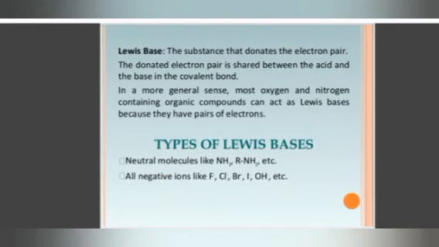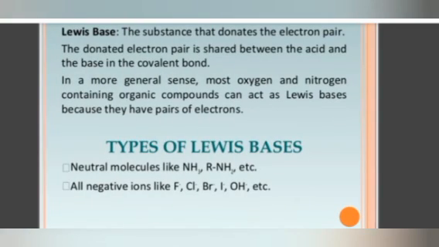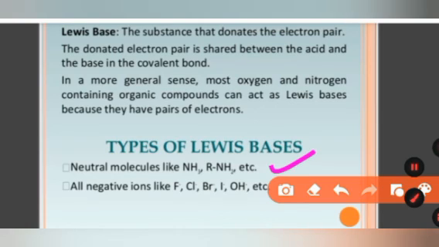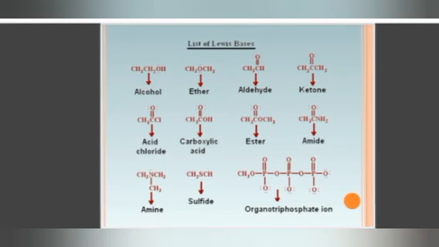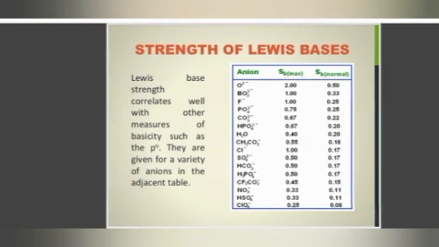Next, the Lewis base is a substance that donates an electron pair, which is shared between the acid and base. In a more general sense, most oxygen and nitrogen containing organic compounds, neutral molecules and negatively charged ions are Lewis bases. NH3 is a Lewis base, and the halogen group is Lewis base. The list of Lewis bases is these. Once you just take a screenshot and learn.